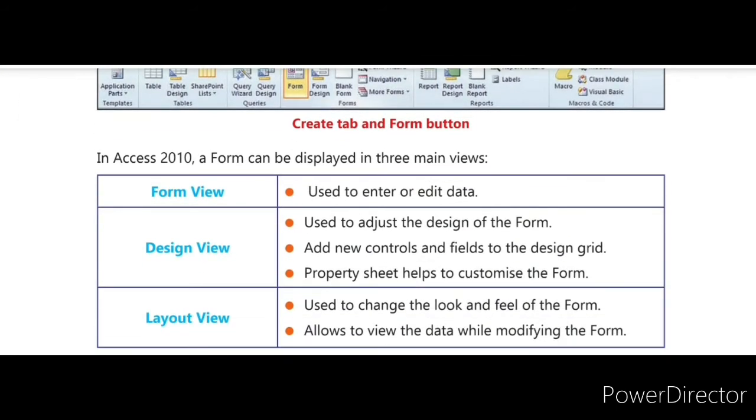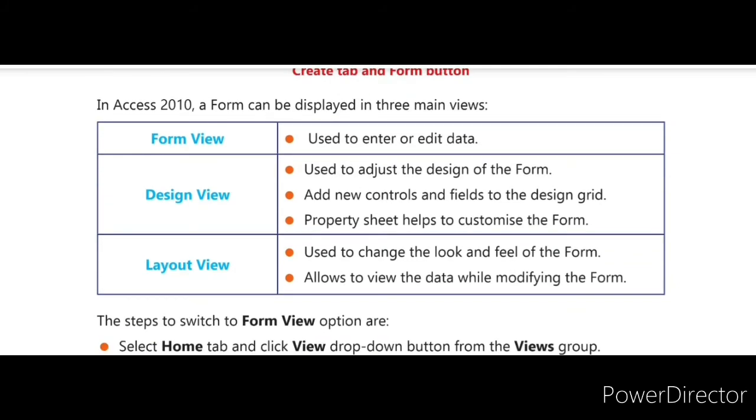In Access 2010, a form can be displayed in three main views: form view, design view and layout view. Form view is used to enter or edit the data. Design view is used to adjust the design of the form. It helps us to adjust the design of the form and add new controls and fields to the design grid. The property sheet helps us to customize the form.